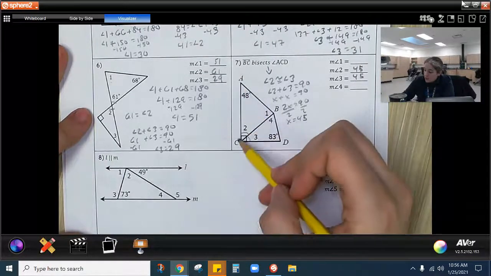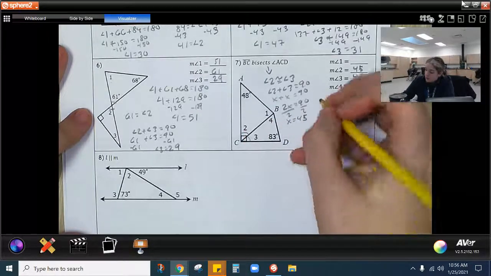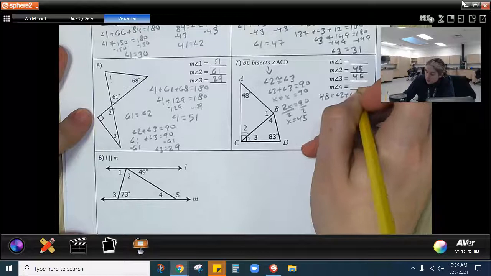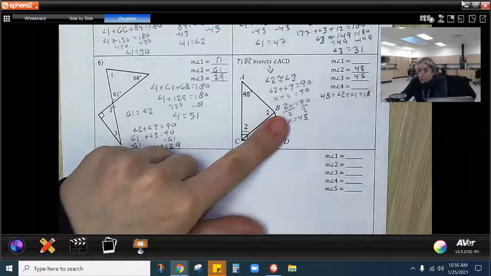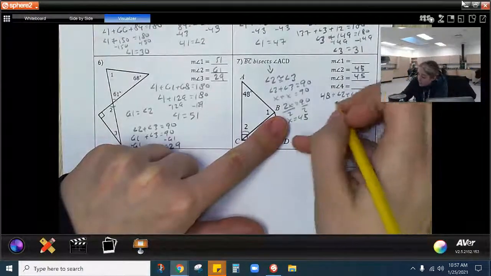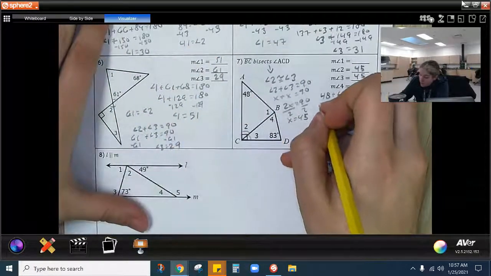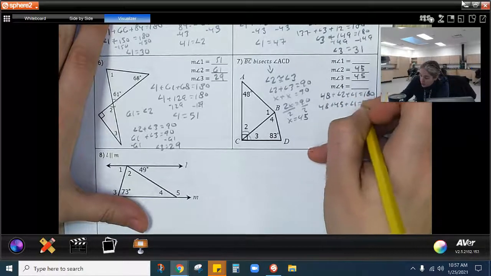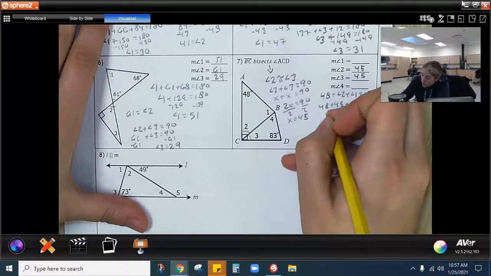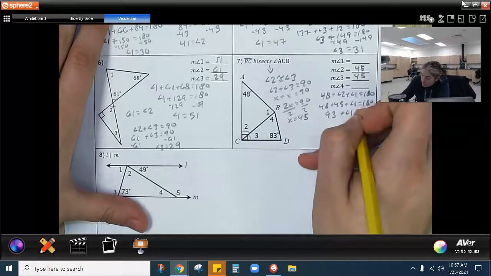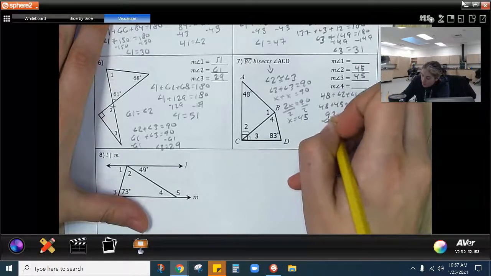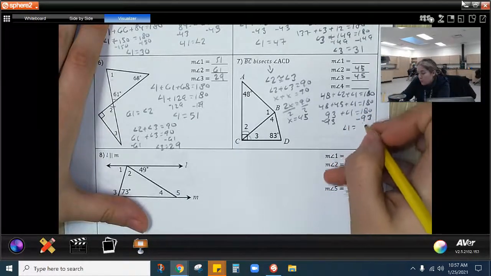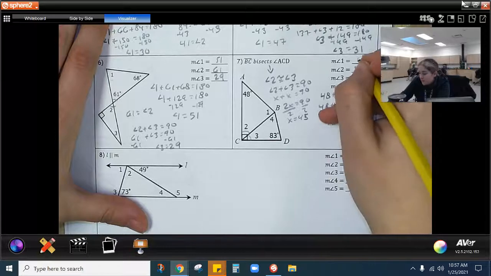All right, I'm going to take a look at my triangle ABC up here. So that's got a 48-degree angle plus angle 2 plus angle 1. It's going to equal 180. So I'm just ignoring that one, looking at the top. Angle 2 we just said was 45. So 48 plus 45 plus angle 1 is equal to 180. So that would be 93. When I subtract 93 on both sides, we get angle 1 is equal to 87.